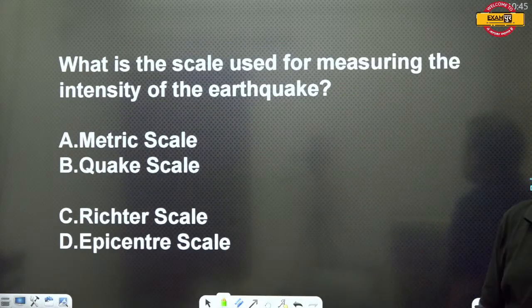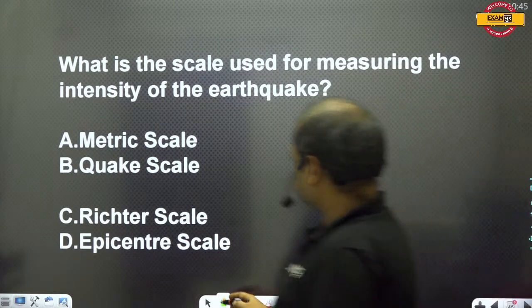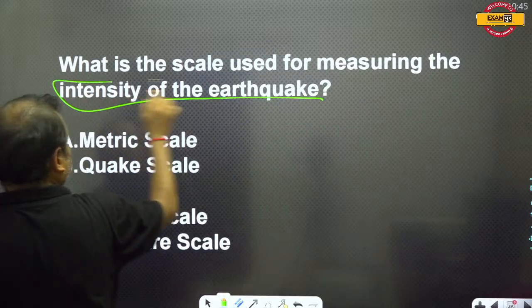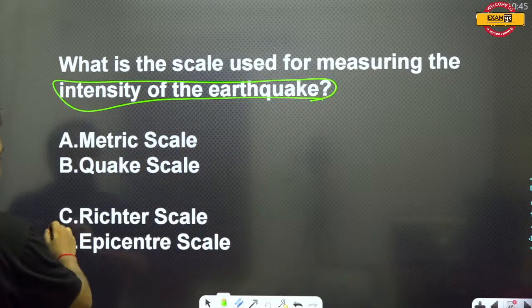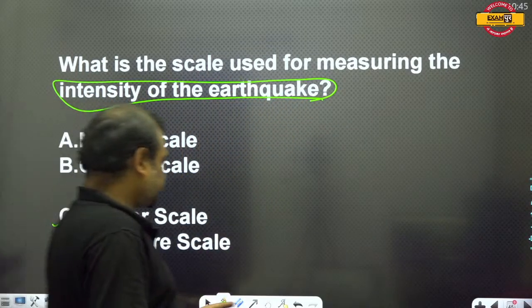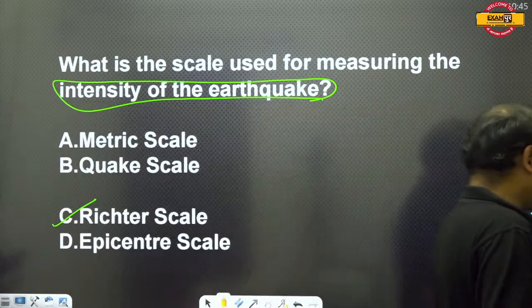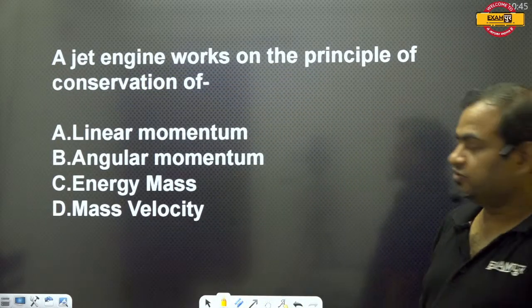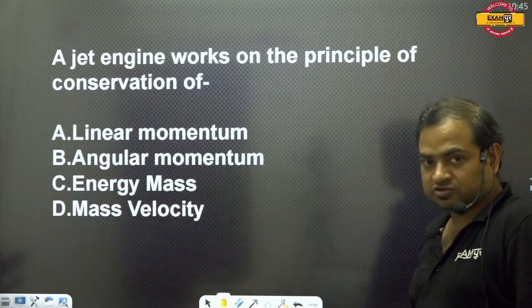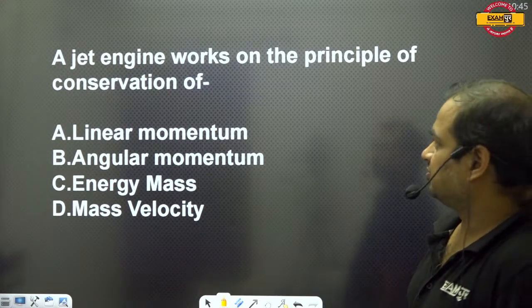Okay, so here, what is the scale used for measuring the intensity of the earthquake? Yeah, this is the correct answer. C is the Richter scale. If you watch the news, then you can also hear the word Richter scale.